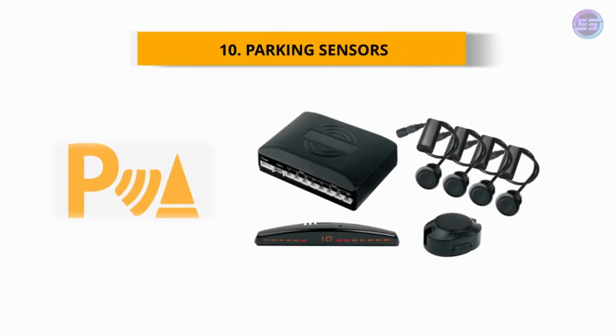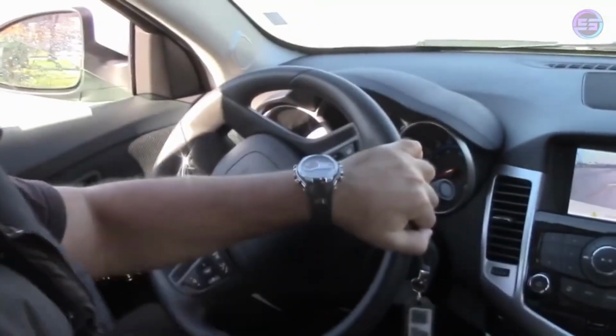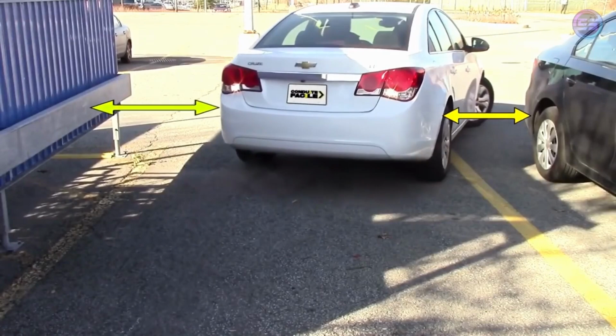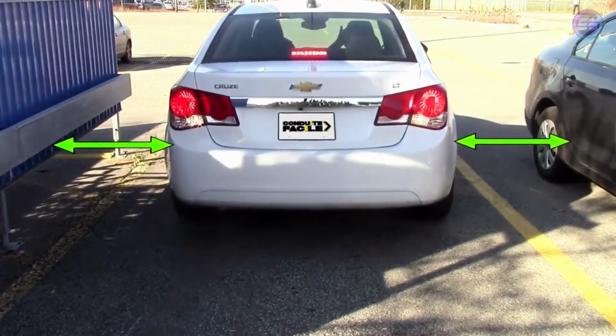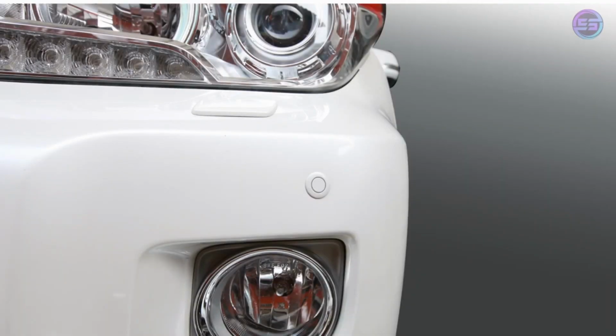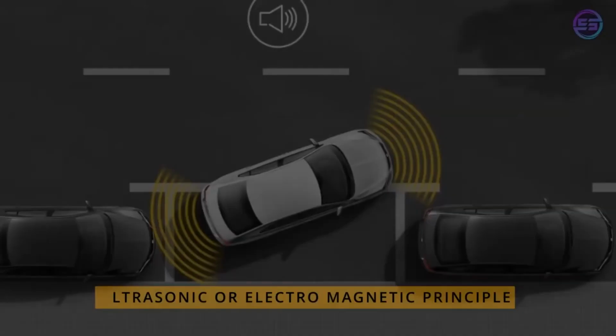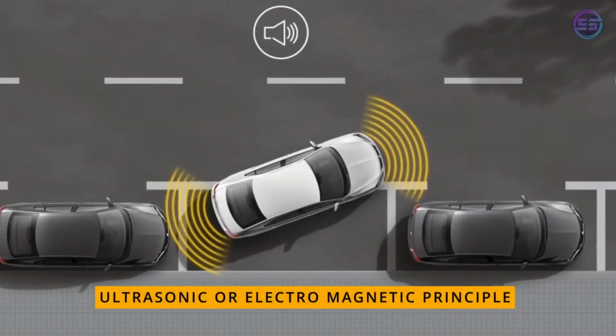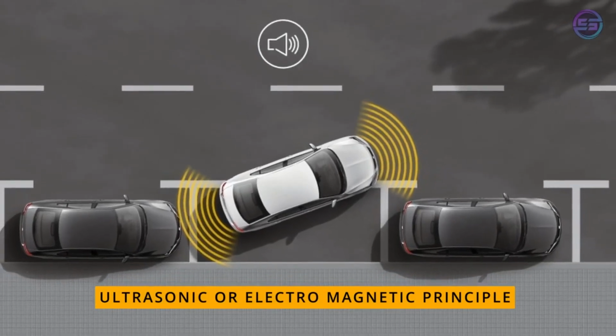Number 10. Parking sensors. Parking sensors are proximity sensors for vehicles designed to alert the driver of obstacles while parking. They are located in the back bumper and also in the front bumper of some vehicles. These sensors work on either ultrasonic or electromagnetic principle.